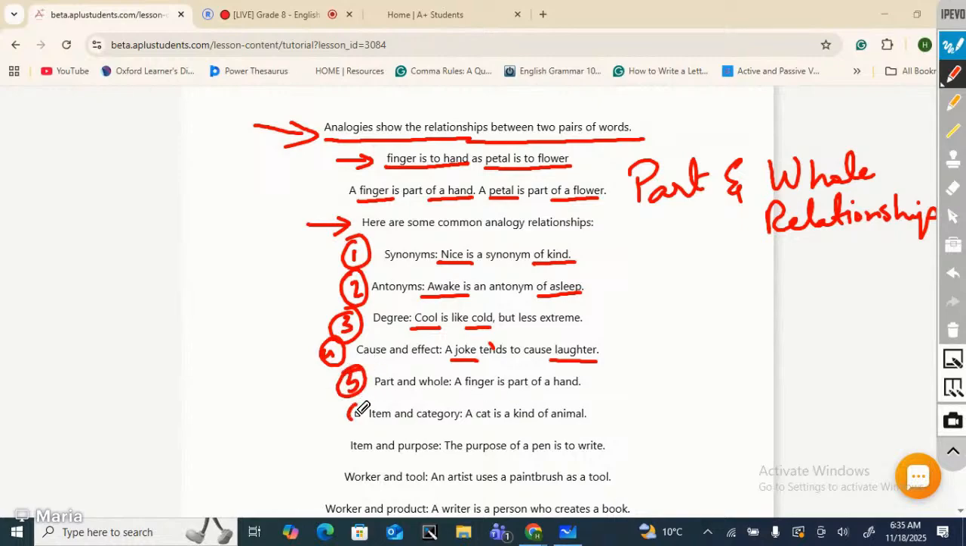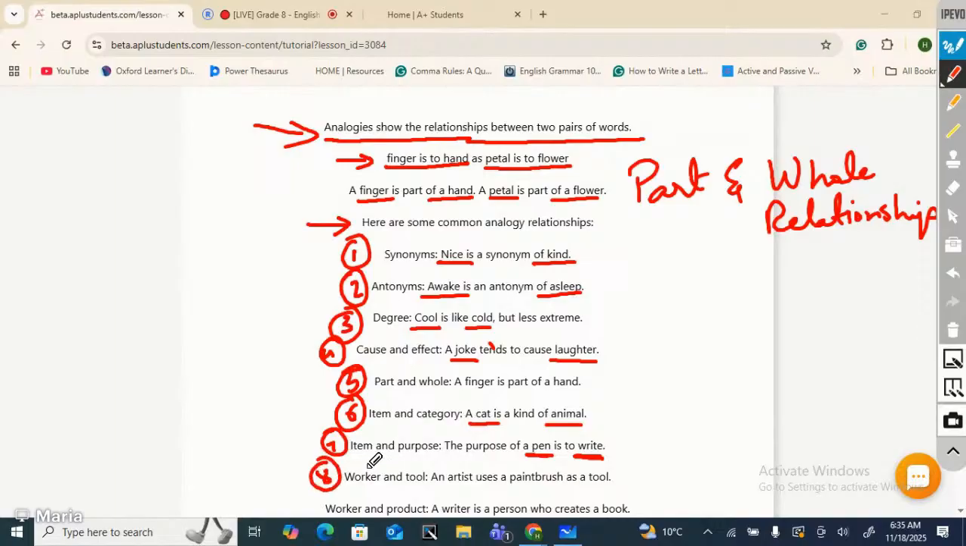Then number 6, item and category. A cat is a kind of animal. If animal is the category, a cat is the item of this category. Then comes number 7, item and purpose. The purpose of a pen is to write. So, pen is the item, and its purpose is to write.